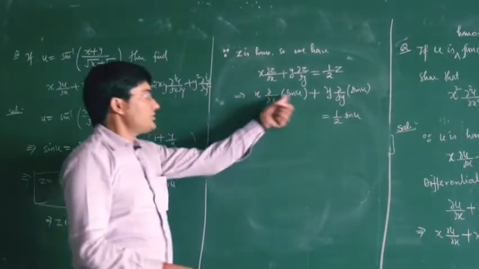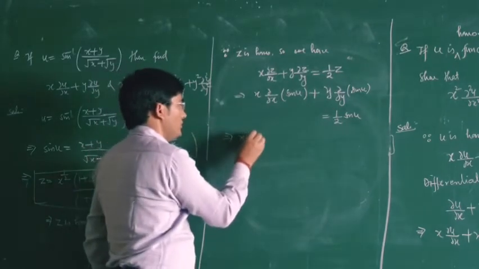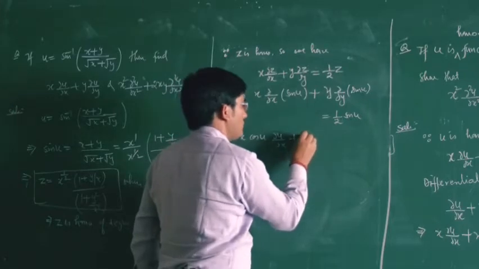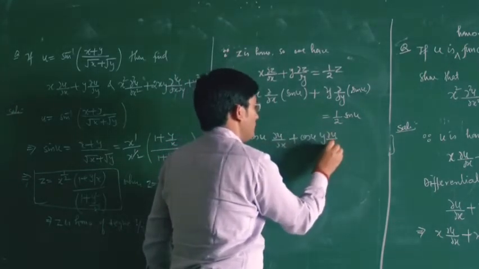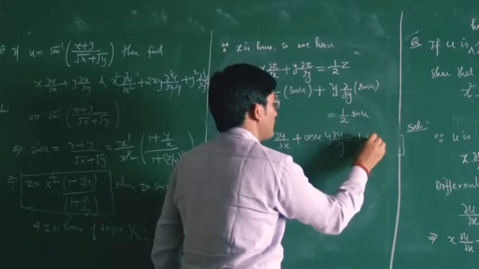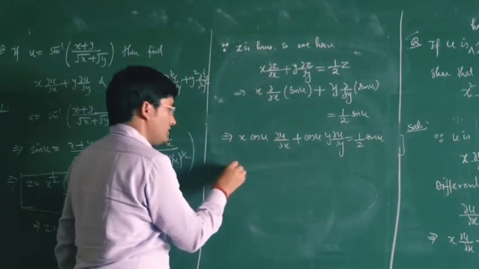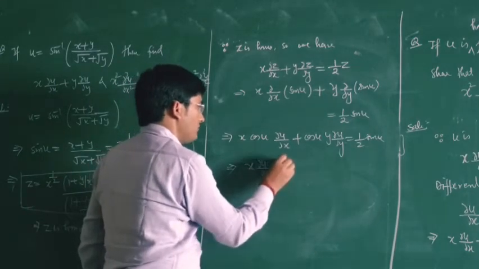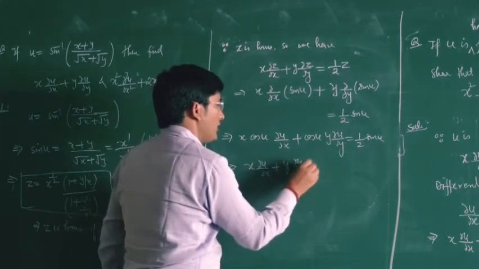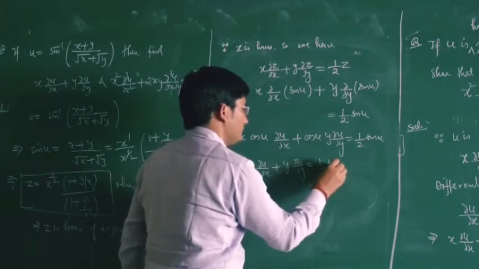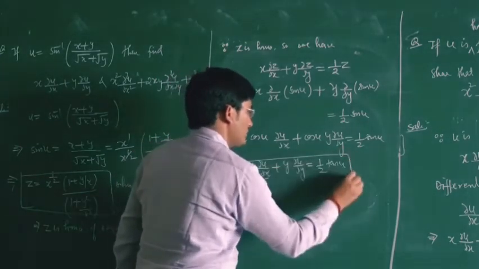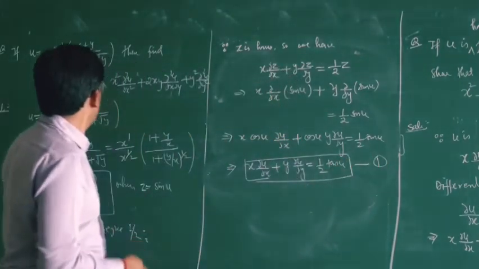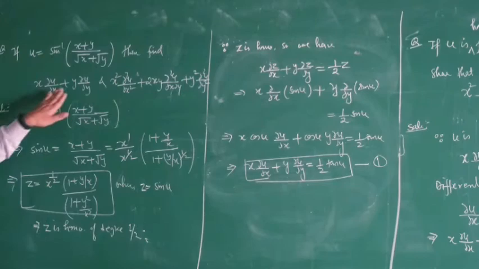Now the differentiation of sin u is cos u. So we have x into cos u into del u upon del x plus cos u y into del u upon del y equal to half sin u. Now on dividing the whole equation by cos u, we get x del u upon del x plus y del u upon del y equal to half tan u. So this is the solution of the first part.